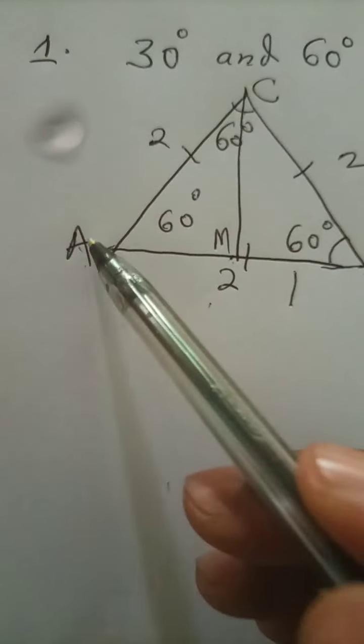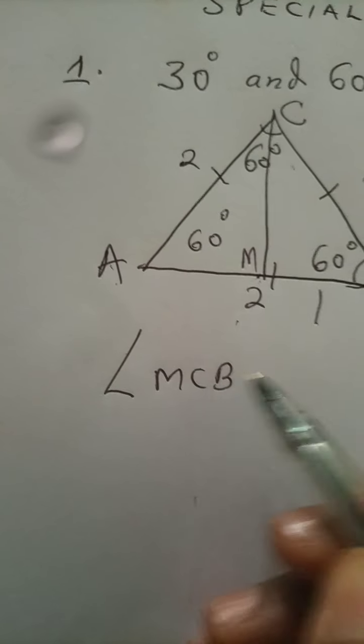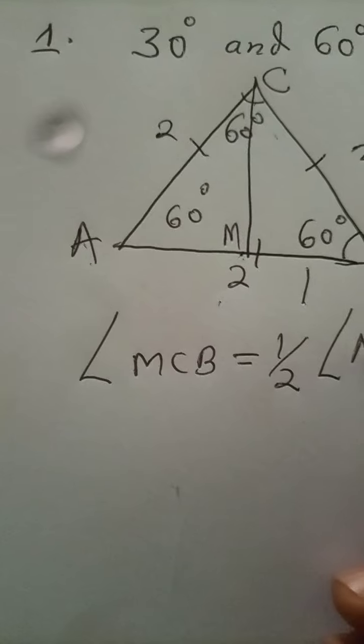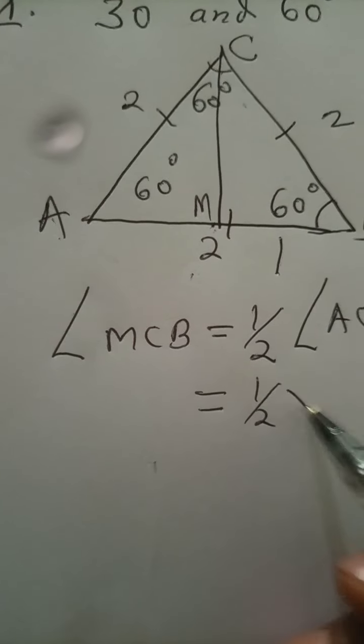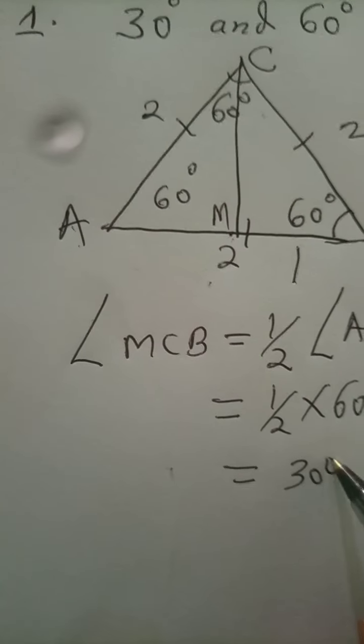And angle ACB is 60 degrees. So angle MCB will equal half of angle ACB, which will equal a half times 60, which will equal 30 degrees.